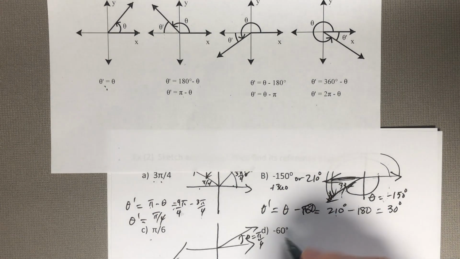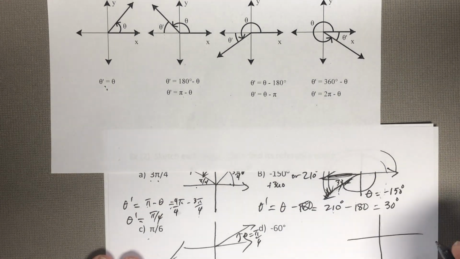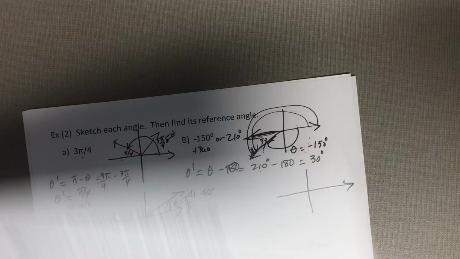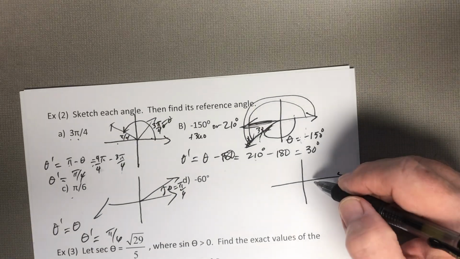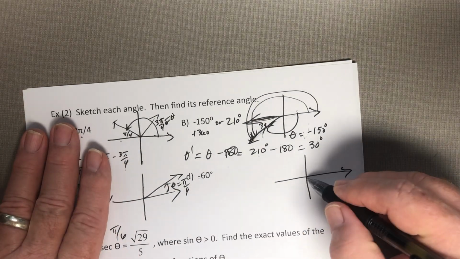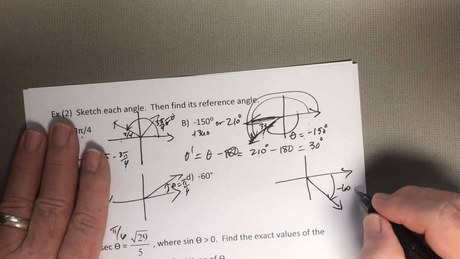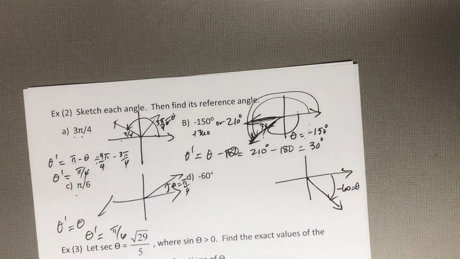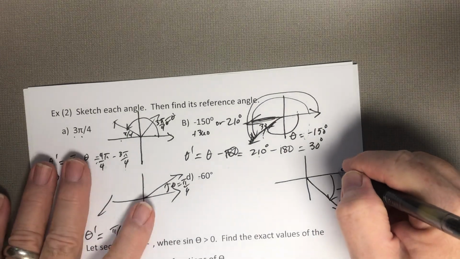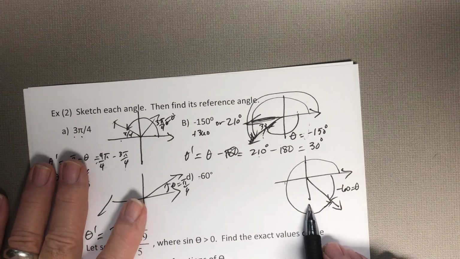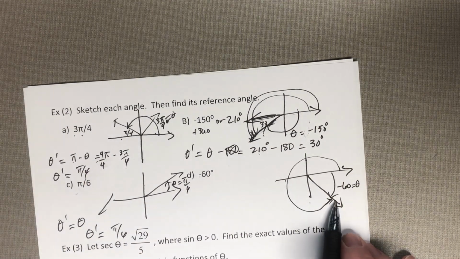Let's go to negative 60 degrees. Here's the initial side, the positive side of the x-axis. We're going to go clockwise because it's negative 60 degrees. So that would come down here. There is negative 60 degrees. Now that's theta, but remember, we want theta to be positive, so we come the other way. That's not 90, 180, 270, but 30 more than 270, which would be 300 degrees.